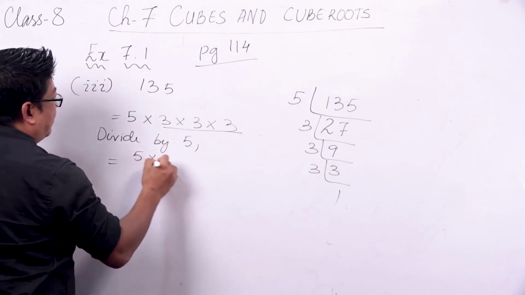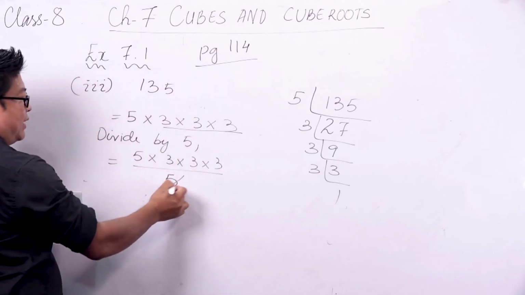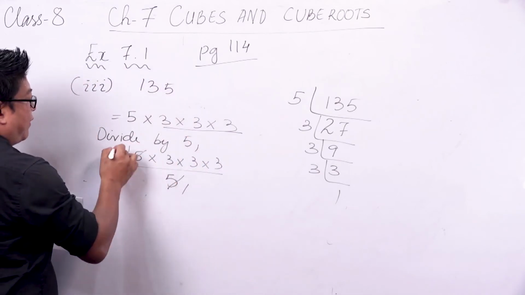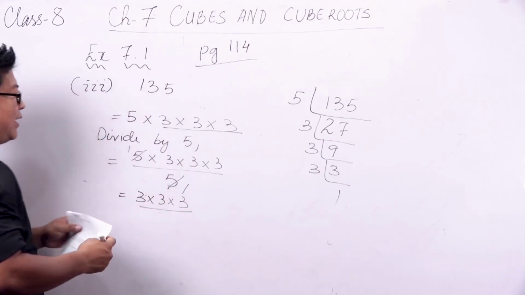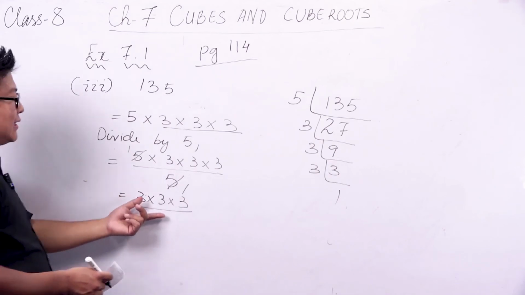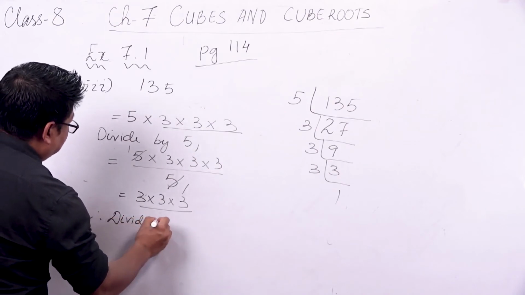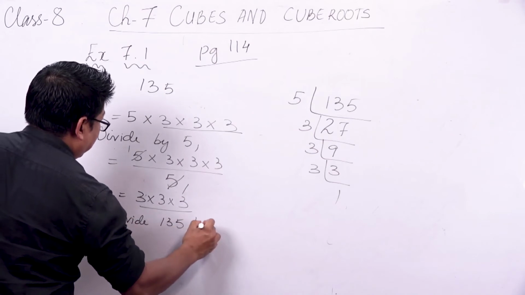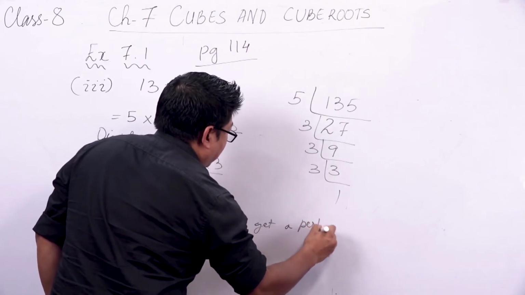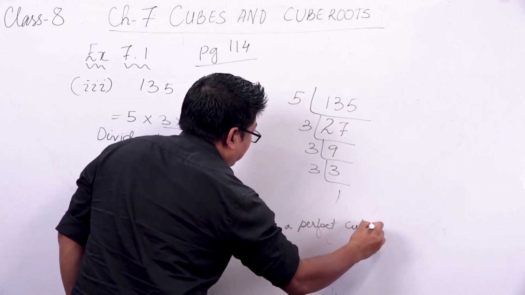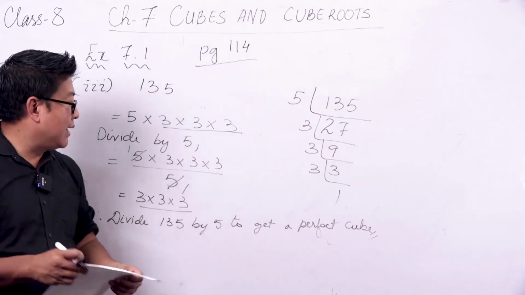So we get 5 into 3 into 3 into 3 divided by this 5. Now this 5 and this 5 are cancelled. We are left with exactly a triplet. So we can say that it has now become a perfect cube. Therefore, divide 135 by 5 to get a perfect cube. So this is how you do multiplication and division to get a perfect cube.